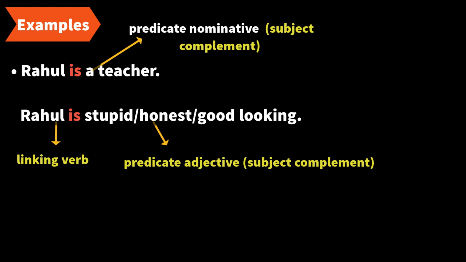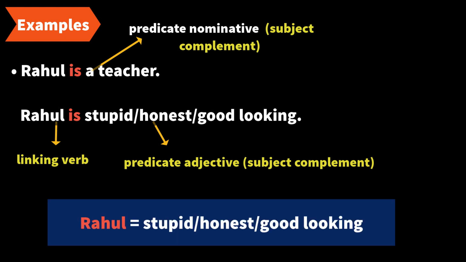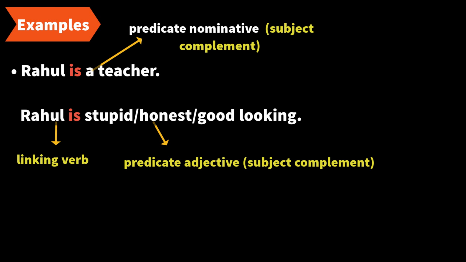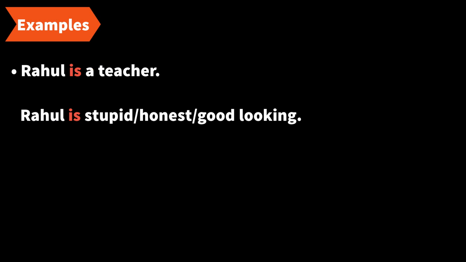And is the linking verb here, that's linking the subject to its complement: stupid, honest, smart, good looking. So I hope guys you're getting what a linking verb is doing. It's linking the subject to its complement.